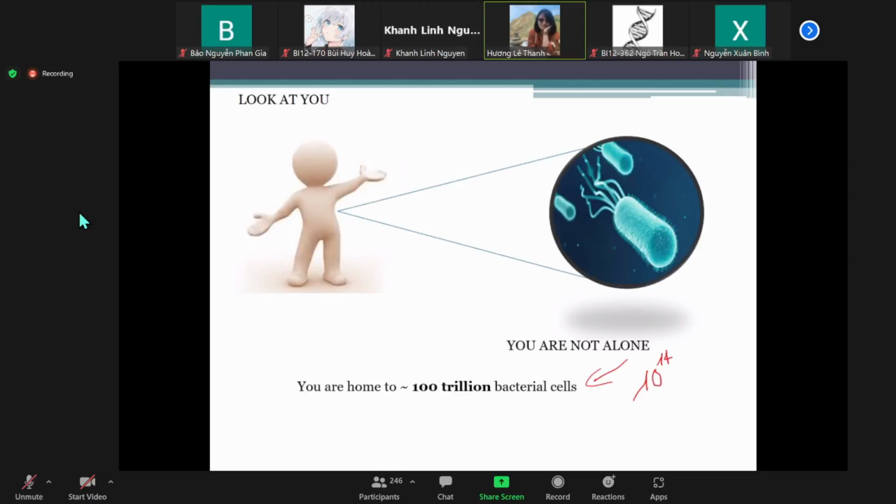So you are home to 100 trillion bacterial cells. There are roughly 10 times more foreign cells living in us than cells that make up our own bodies. Most of these outside cells are bacteria living in your gut, in your gastrointestinal tract, in your digestive system, and more than 100 species of them live in the colon.